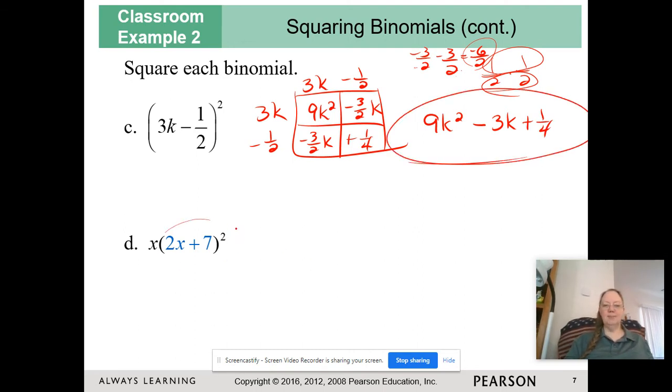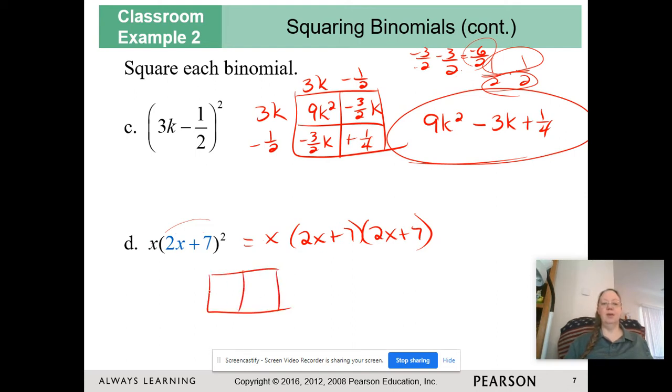We did something similar to this already. Remember, I want you to multiply the binomials first. Multiply the binomials first, then distribute the x. Do not distribute the x here. It won't work. I'm telling you, it doesn't work. You've got to multiply this. Again, my preference is for you to use the box.